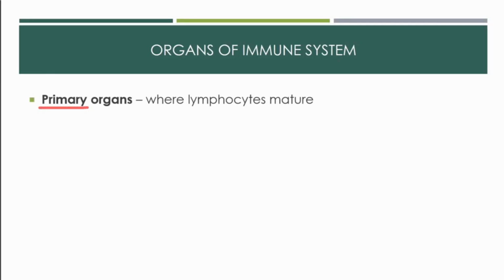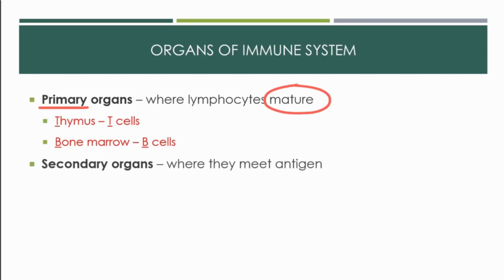Primary immune organs are the organs where immune cells mature, not where they're made, where they mature. Like we already talked about, all blood cells originate from bone marrow. However, T cells leave the marrow and mature in the thymus. B cells, however, stick around in the marrow and continue their maturation process there. After maturation, lymphocytes hang out in the secondary lymphoid organs, and this is where antigen recognition takes place.